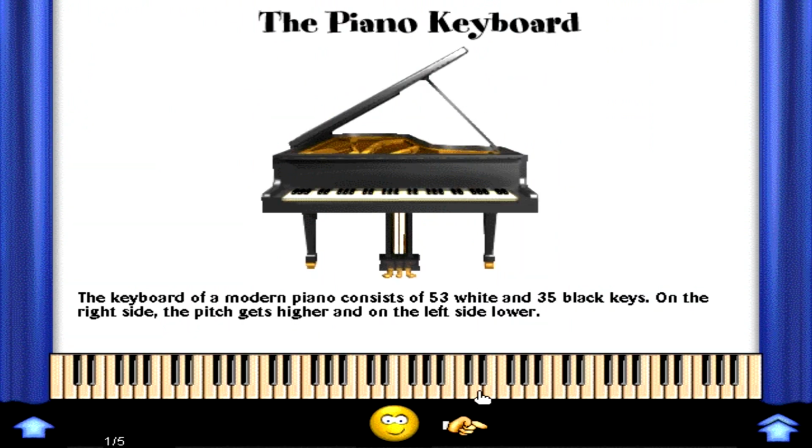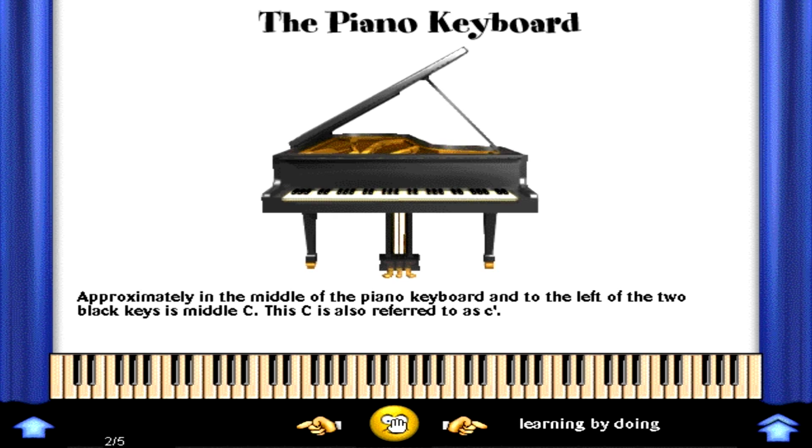The keyboard of a modern piano consists of 53 white and 35 black keys. On the right side, the pitch gets higher, and on the left side, lower. Approximately in the middle of the piano keyboard, and to the left of the 2 black keys, is middle C. This C is also referred to as one-line C.